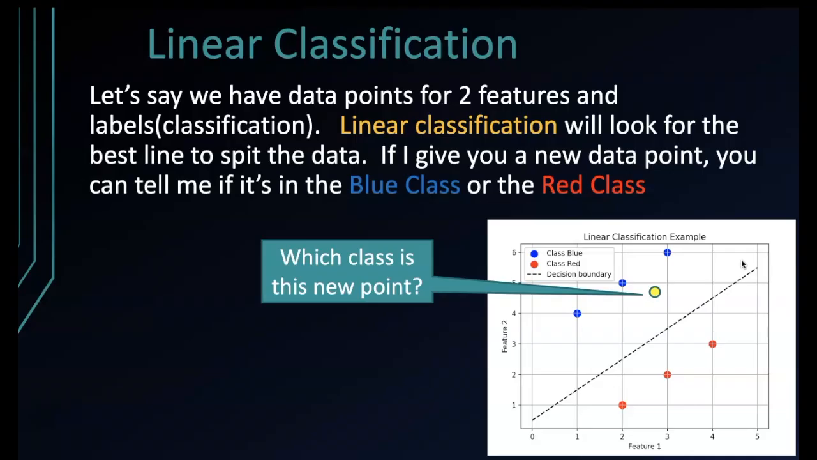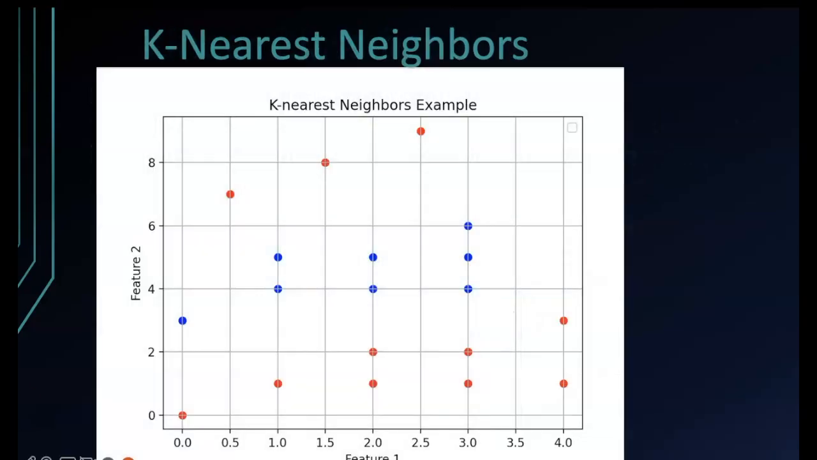And if I give you a new data point, you can look at where it is in relationship to your line, your decision boundary, and you can say, oh, this new data point definitely looks like it would fit in the blue class. But what about if I give you a graph like this? Well, I can't come up with any line that divides the red and the blue points, and so we're going to need a different kind of algorithm, and what we're going to try is k-nearest neighbors.